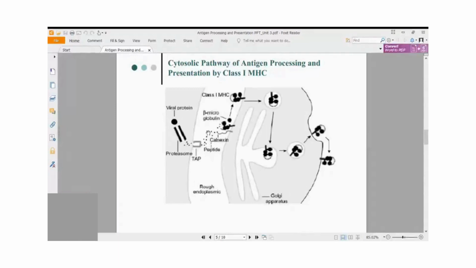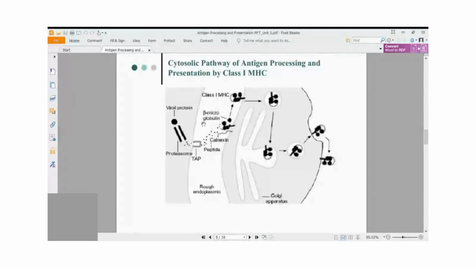And at the same time, the rough endoplasmic reticulum is also synthesizing the class 1 MHC molecule. That is the alpha chain of the class 1 MHC molecule, and the beta 2 microglobulin molecule is synthesized independently. And actually that protein is produced outside on the ribosome. And once that protein is produced, the alpha chain and beta 2 microglobulin are internalized into the lumen of the rough endoplasmic reticulum. And after internalization, the class 1 MHC molecule assembly should take place.